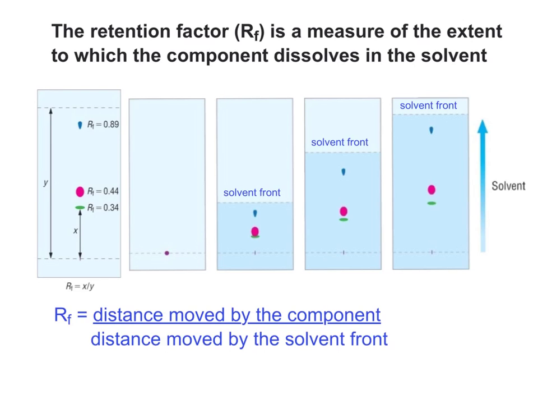So the larger the RF value, the further the component has been moved by the solvent. The smaller the RF value, the less the component has been moved by the solvent, and the more it's attracted to the stationary phase.